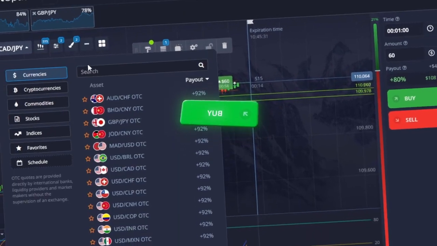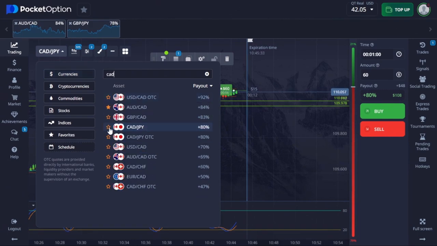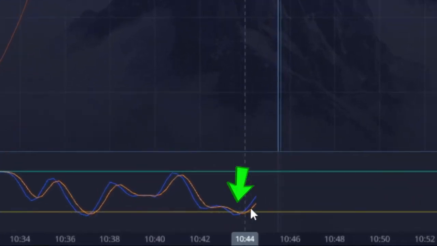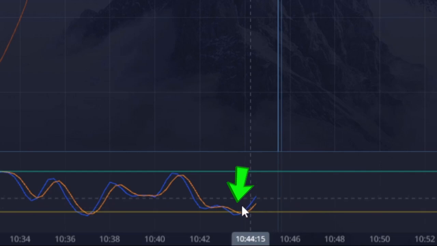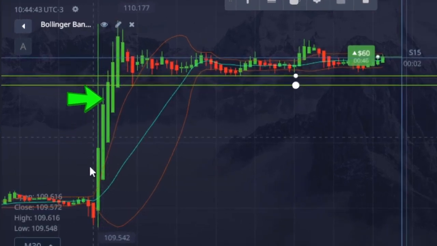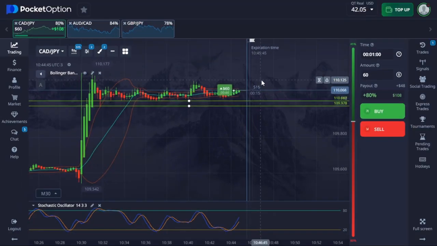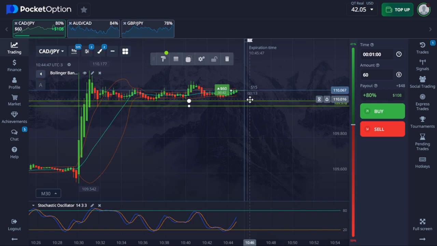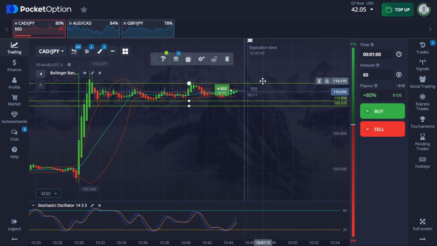Okay, so that was a good one, guys. Let's look at the oscillator and look at the Bollinger Bands line. That's very important for us. This is enough time for the position. So let's wait for the results, all right?